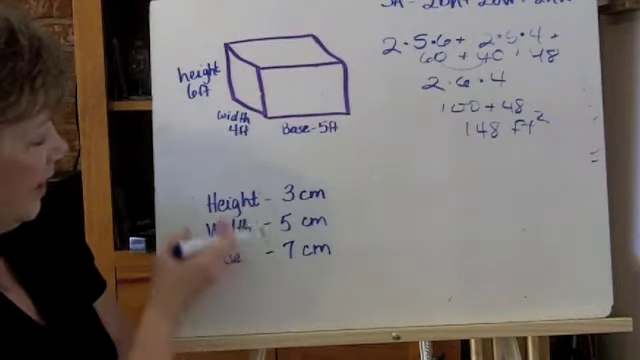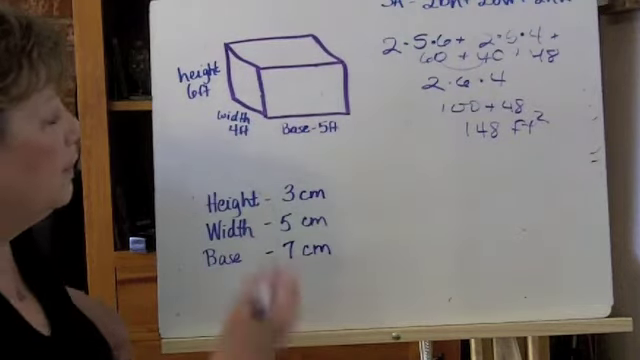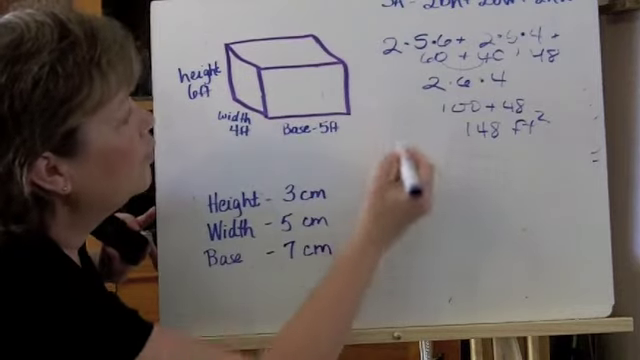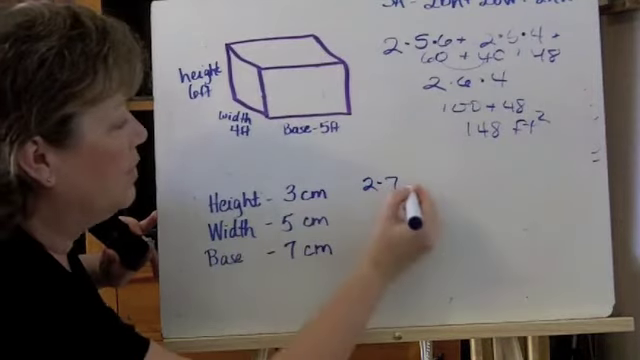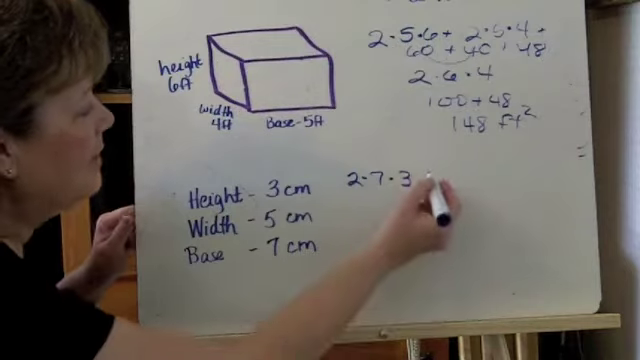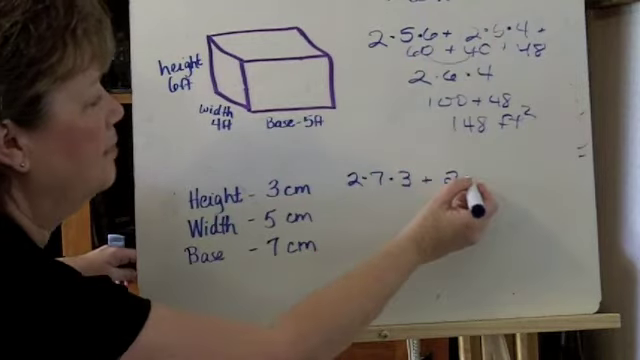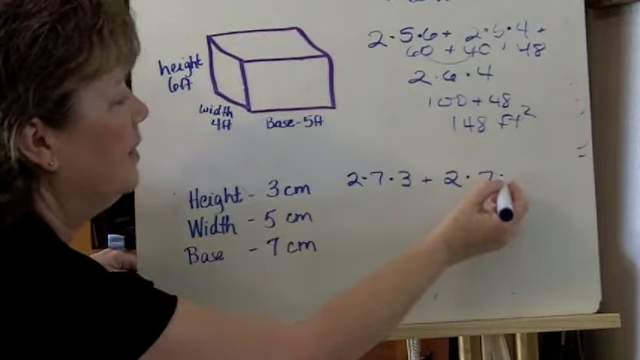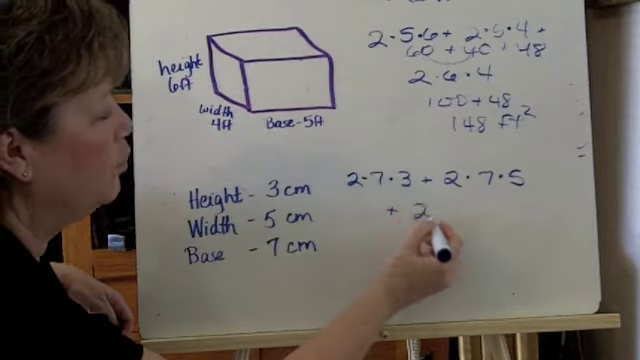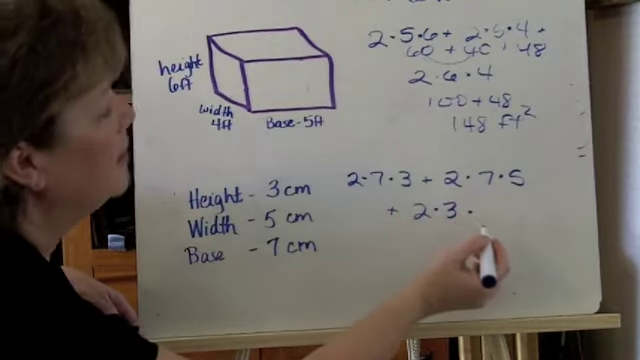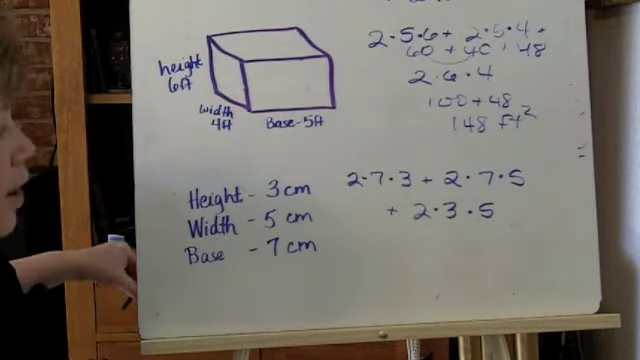Sometimes you're just given the dimensions. You may not have a picture. And you would do the same thing with that. You would plug the numbers into your formula. So the first one will be 2 times the base, which is 7, times the height, which is 3, plus 2 times, I'm just going right back to the formula, 2 times the base, which is 7, times the width, which is 5, plus, back to the formula, 2 times the height, which is 3, times the width. Now I'm going to figure those all out and go from there.